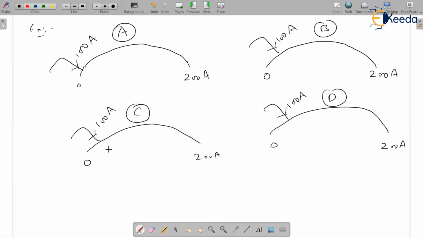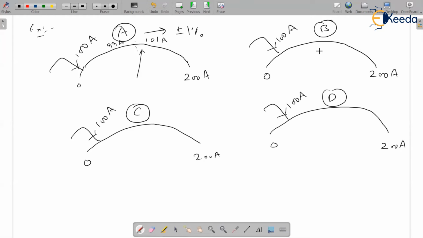So apply the 4 points here. A is showing what? Plus or minus 1% deviation. What it is showing, plus or minus 1%, means it is showing a value of 101 amperes or 99 amperes. So whenever you give 100 amperes, showing 99 is acceptable and 101 is also acceptable.